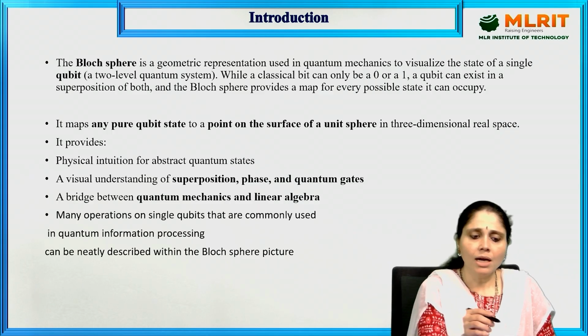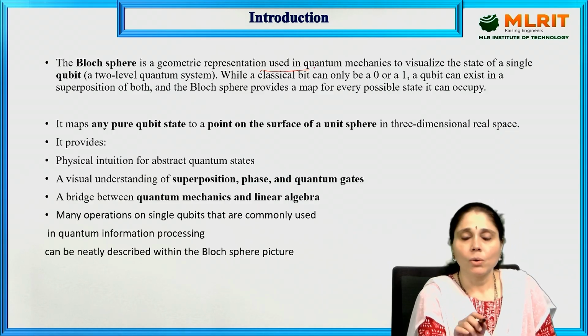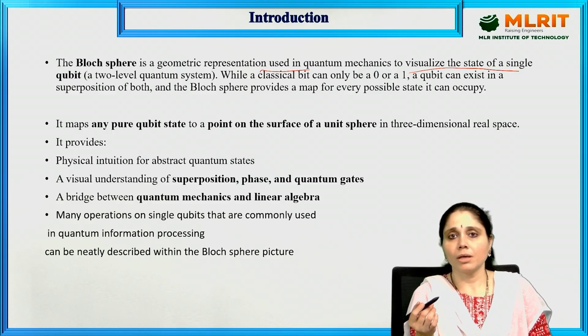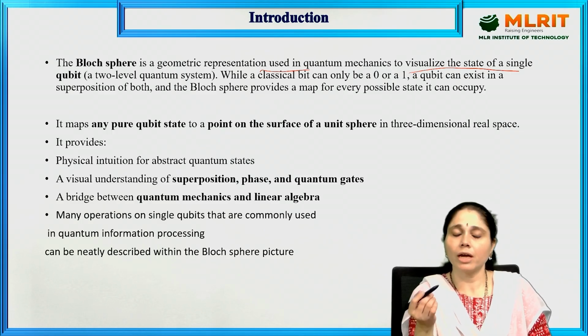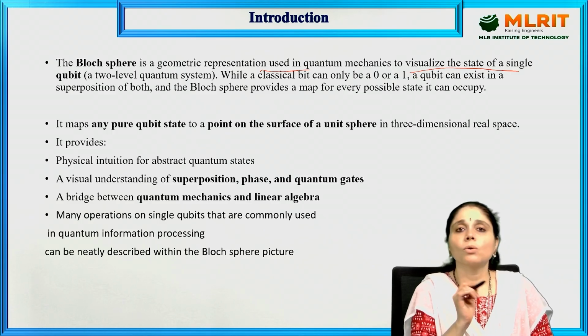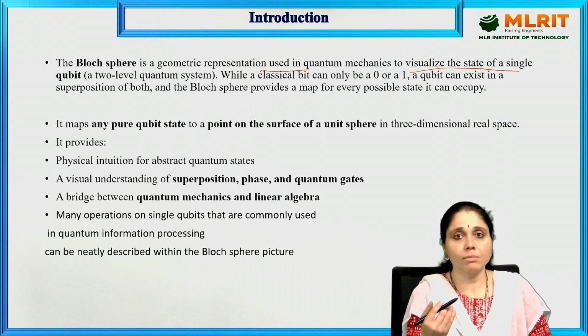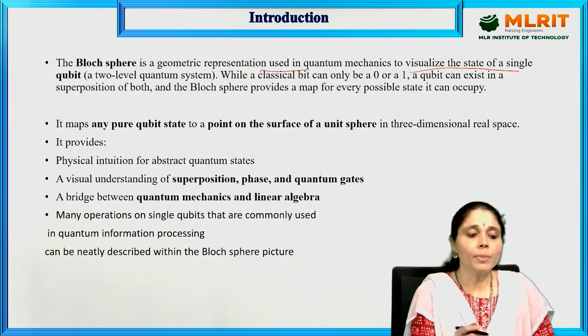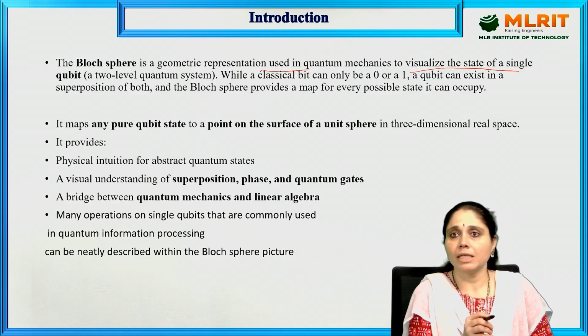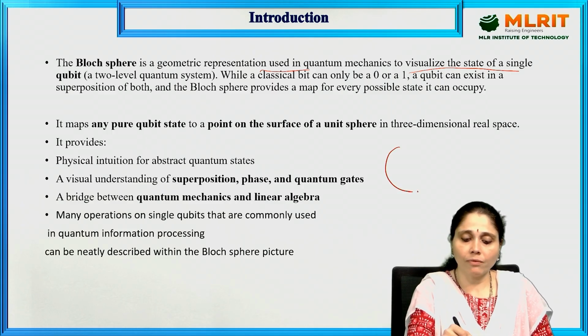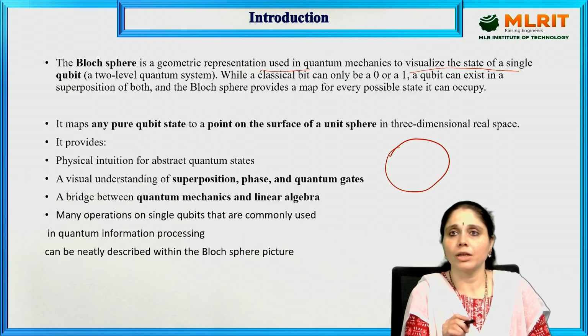This is a geometric representation used in quantum mechanics to visualize the state of a single qubit or two-level quantum systems. Okay, we'll go into further units or further video lectures about the classification of qubits into single-level qubit system, two-level qubit system, and so on. So the Bloch sphere is a geometric representation. Sphere means this is the spherical shape, the general shape of a sphere we will use.